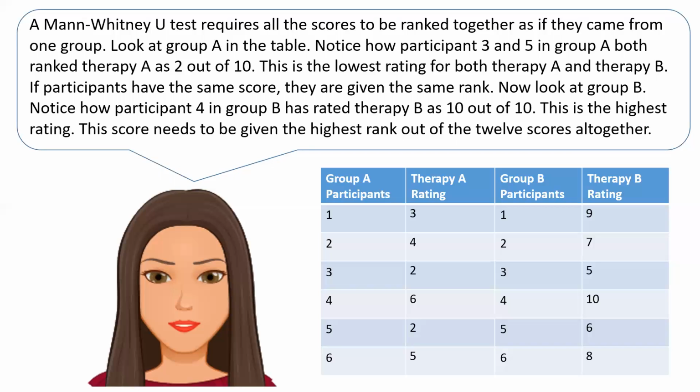Now look at Group B. Notice how participant 4 in Group B has rated Therapy B as 10 out of 10. This is the highest rating. This score needs to be given the highest rank out of the 12 scores altogether.